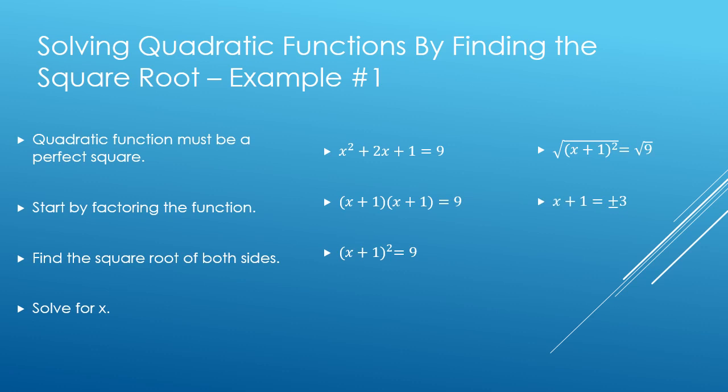This simplifies to x plus 1 equals plus or minus 3. Remember that 3 times 3 equals 9, or negative 3 times negative 3 equals 9, so they're both the square root of 9. This means we'll end up with two solutions. Next, we subtract 1 from both sides, and we find that x equals negative 1 plus or minus 3. Finally, we end up with two solutions, x equals 2 or x equals negative 4.